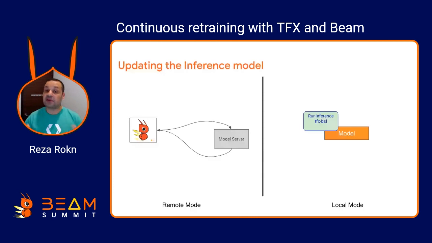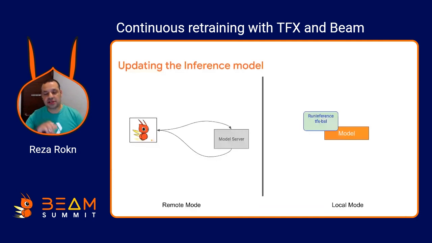Now, this depends on how we are running our inference. The run inference code I showed you has 2 modes. In remote mode, it's actually making an RPC call out to an endpoint. For example, Google Cloud ML has an endpoint that you can call. And if that's the way that you're doing it, when you push an update to the endpoint, the system will automatically be using the new model. Any in-flight RPC calls that fail will just get retried, and everything's great.